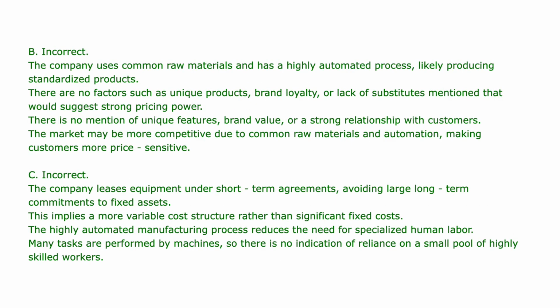B. Incorrect. The company's standardized products, common raw materials, and automated process suggest limited pricing power and a competitive market. C. Incorrect. The company leases equipment short-term, minimizing fixed costs and relying on automated manufacturing processes, reducing the need for specialized human labor.